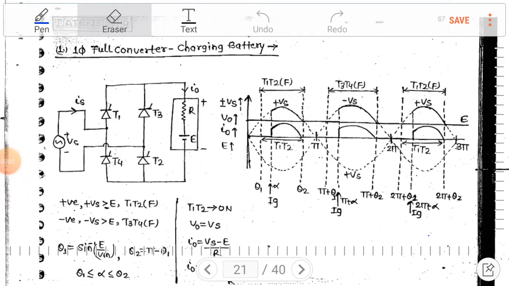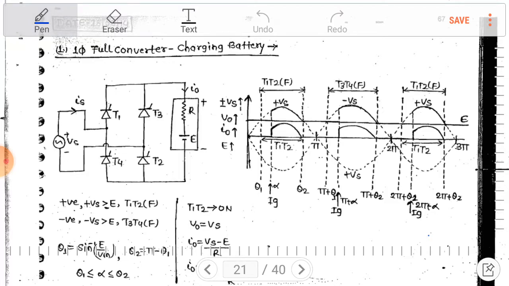Hello everyone. In the single phase rectifier section, we have left some topics: single phase full converter with charging battery and RLE load, and semi converter section, and then harmonic analysis of single phase full converter and semi converter. This will continue from here. This is the charging battery case.